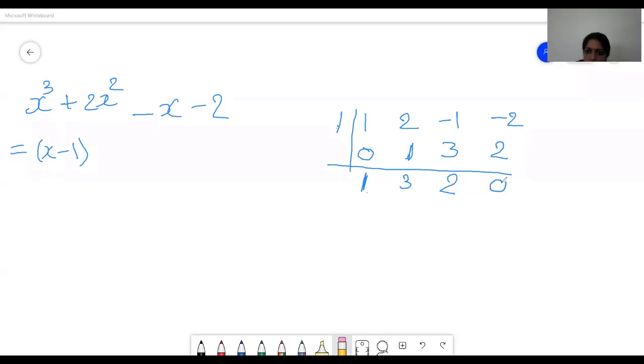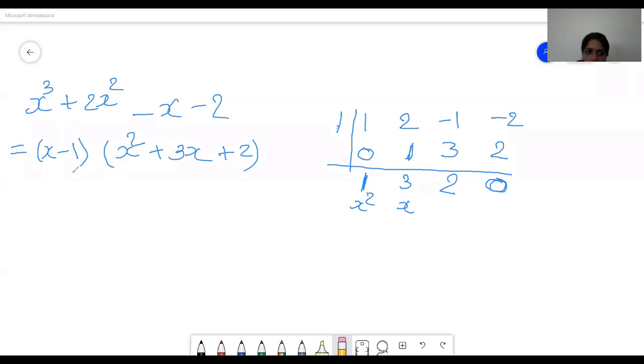At the last, the term must be 0. Here this term must be 0. If 0 does not come here, then we think that we have made some mistake. This one is 0. Okay. So as per the rule, this one is the coefficient of x square. This one is the coefficient of x. And this is the constant term. So we will write the next bracket with the help of this one. 1 into x square is x square. 3 into x, so plus 3x plus 2.